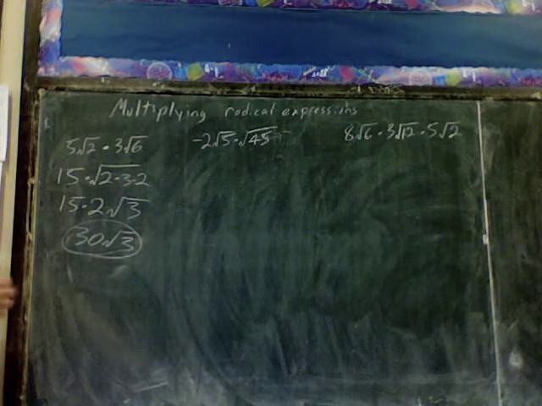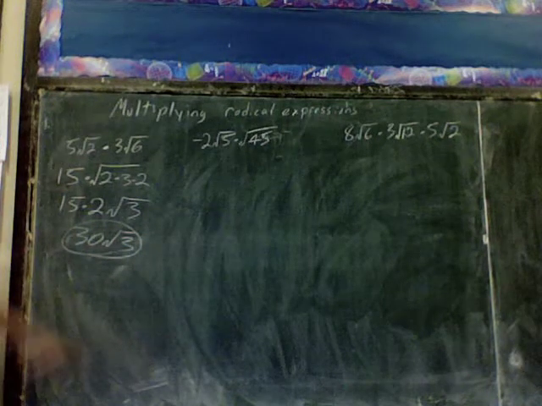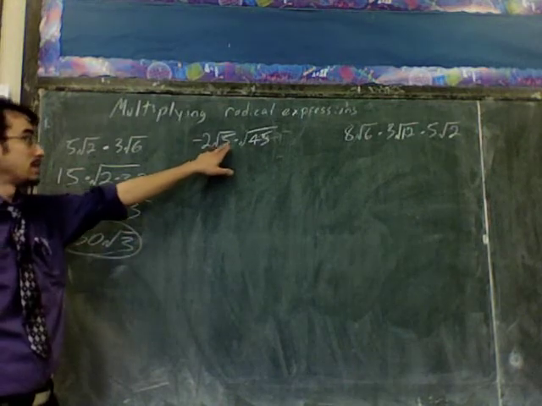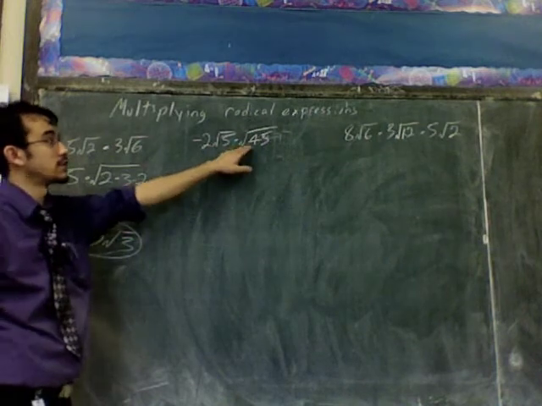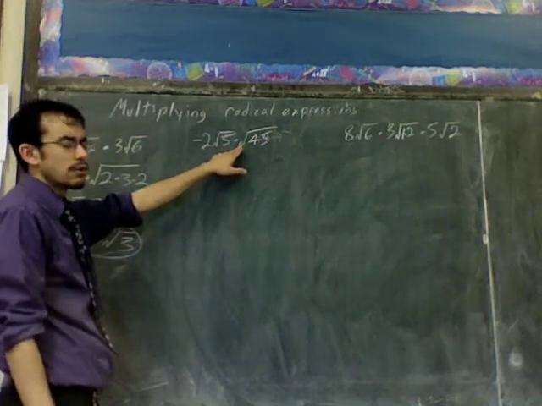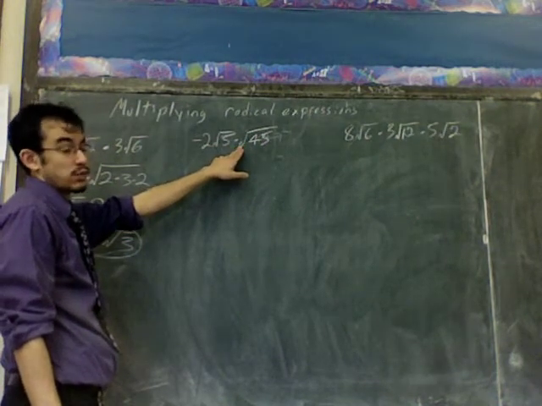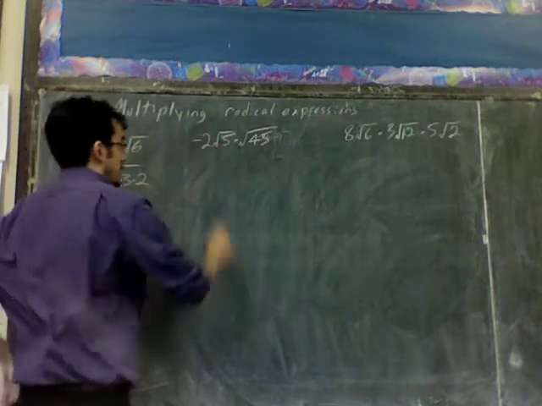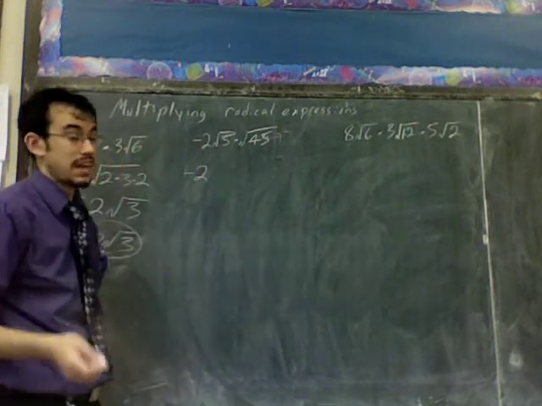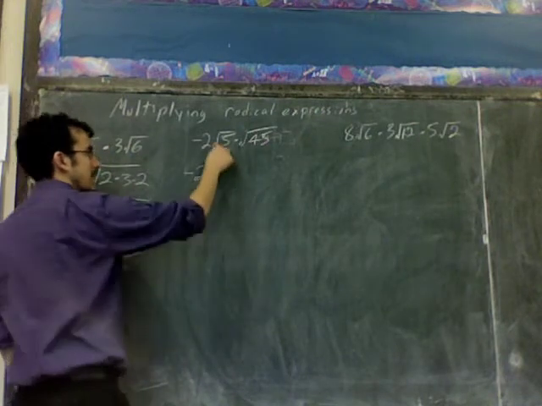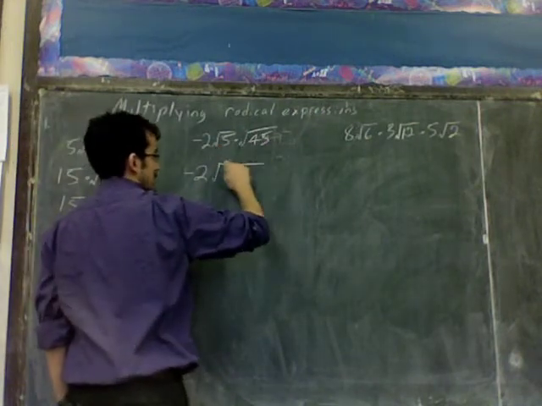We're going to try this again. Same idea. Now I've got negative 2 times the square root of 5 times the square root of 45. This time there's no coefficient for the square root of 45. Since there's no coefficient there, let's assume that you know that it's 1. So negative 2 times 1, that's just negative 2. Anything times 1 would just be that anything. Let's see. I've got the square root of 5 here. That's as simple as that gets.